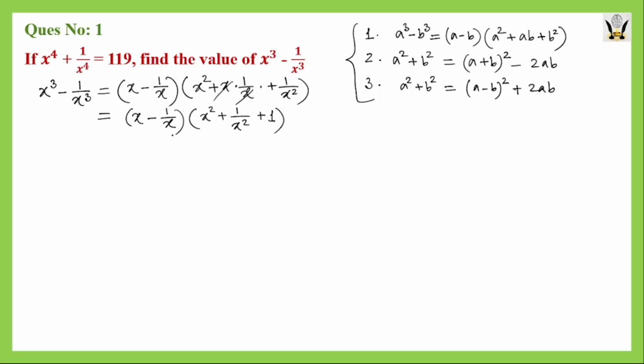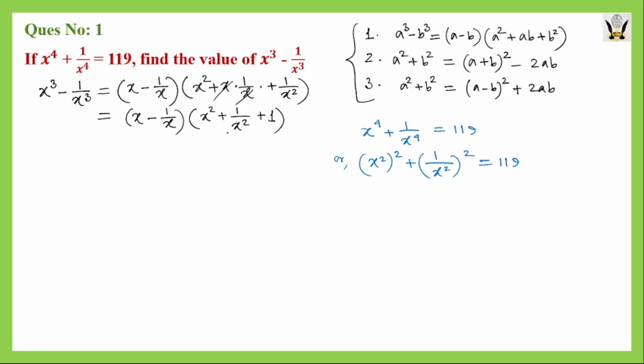So we need to find the values of x minus 1 by x and x square plus 1 by x square. Now we have another relationship, x to the power 4 plus 1 by x to the power 4, and that is equal to 119. So it can be further written as x square and then square of that, plus 1 by x square and then square of that, and that is equal to 119. So it is in that form, a square plus b square. So it will fit either of these two identities, and we will see which one is more applicable.